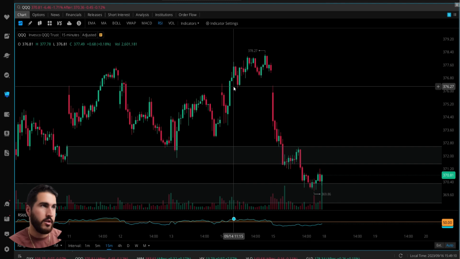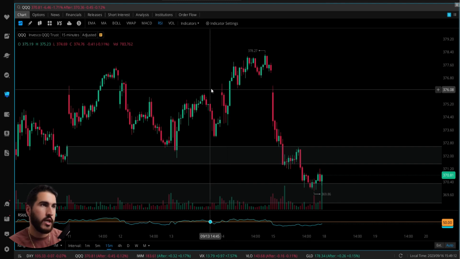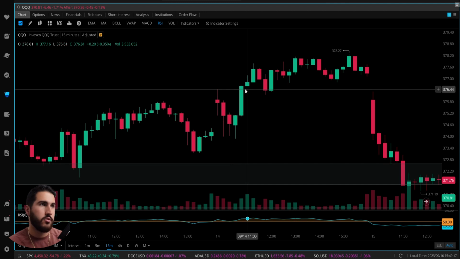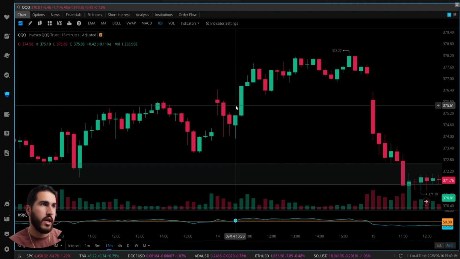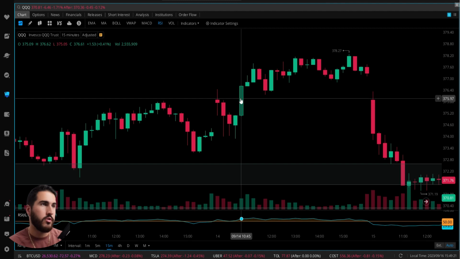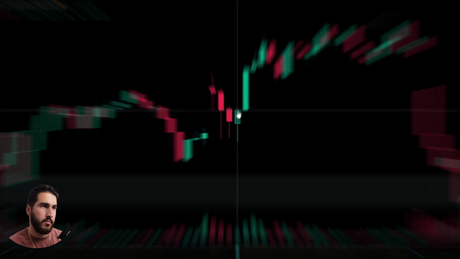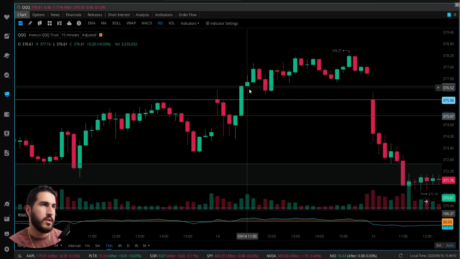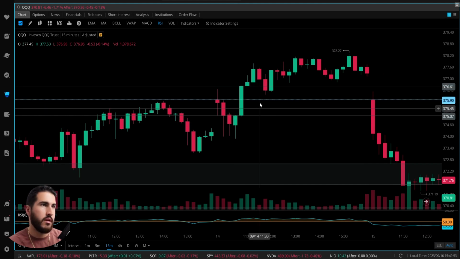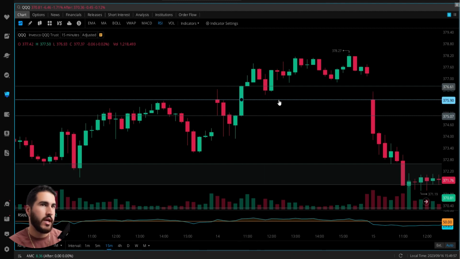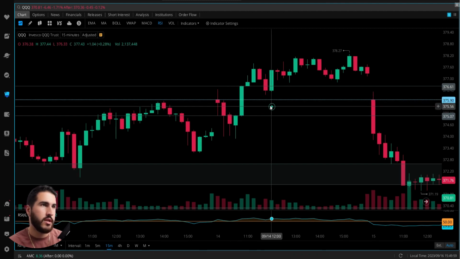a little bit different. So what I want to draw here is what's known as a fair value gap. Notice these three candles and how the wicks of these candles do not encroach on this single 15-minute candle, leaving what's known as a fair value gap. Now, this fair value gap is this range right here, so 375 to 376.50, and the center of that candle is right around here at 376.